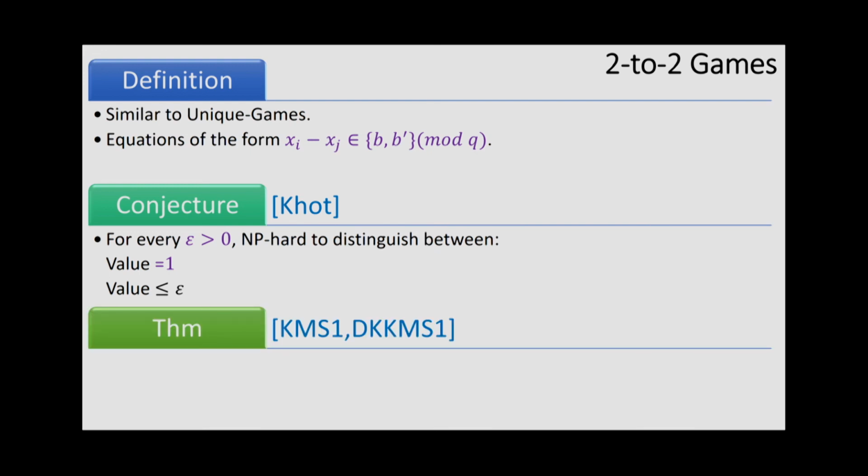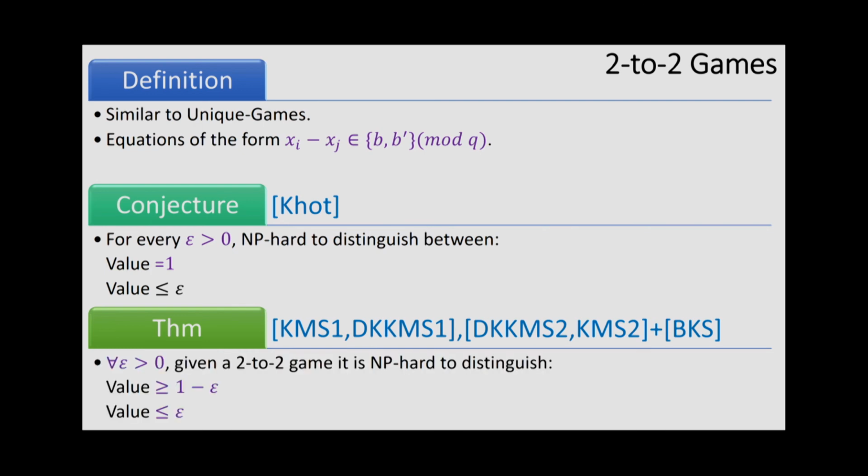And the main result that I want to talk about in this talk is almost a proof of this conjecture, except for one small thing. So this is the following theorem. For every epsilon greater than 0, there is some alphabet size such that if I give you a 2-to-2 game instance, it's NP-hard to tell whether it's almost fully satisfiable or at most epsilon satisfiable. So up to this minus epsilon in the completeness, this is the same as the conjecture, but still it's not the conjecture itself.